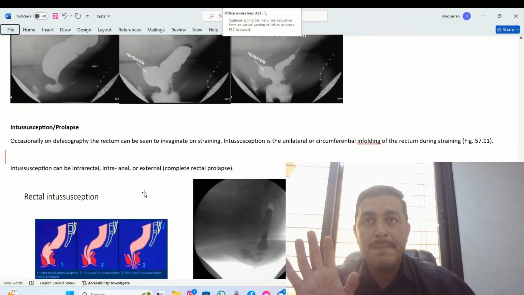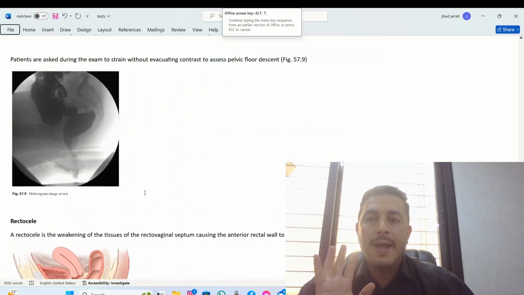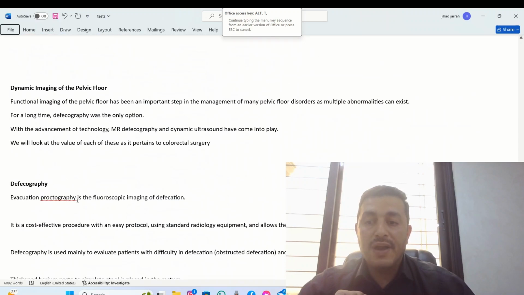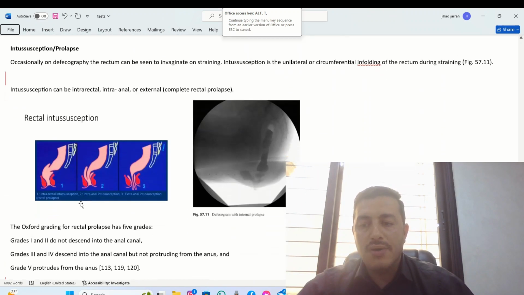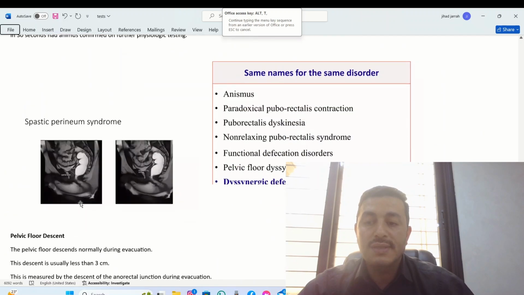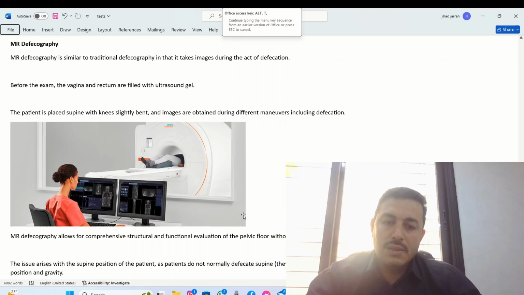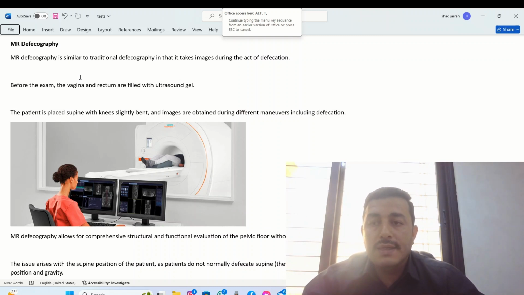Let's move to the evacuation defecogram, or we call it the evacuation proctography. We can use the same technique but with MRI. This will be called MR defecography. Regarding MR defecography, it's the same principle as the traditional fluoroscopic defecography, but using an MRI.